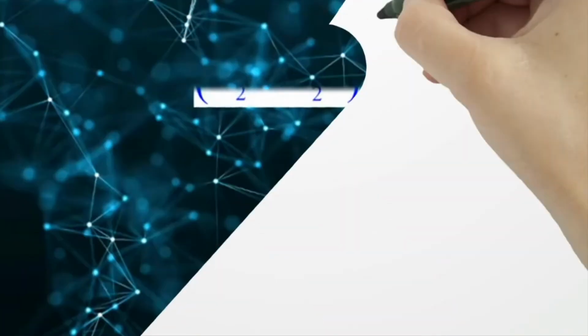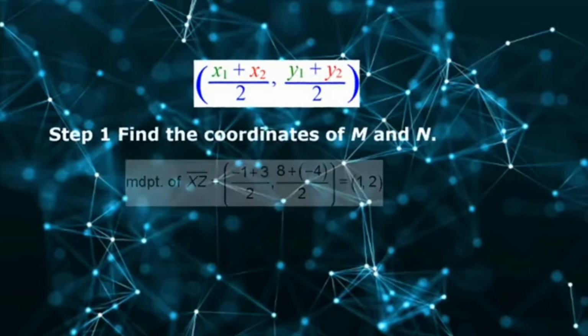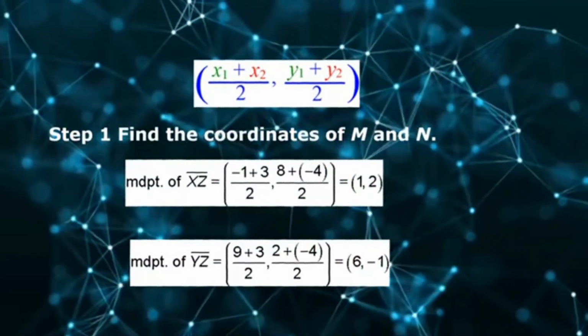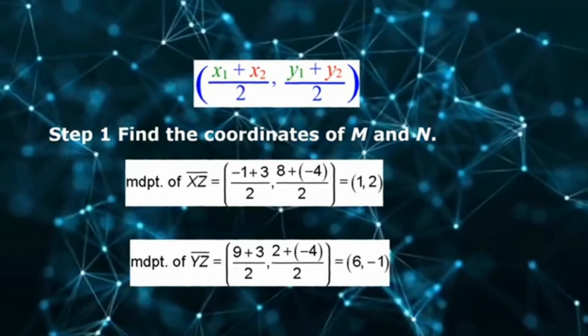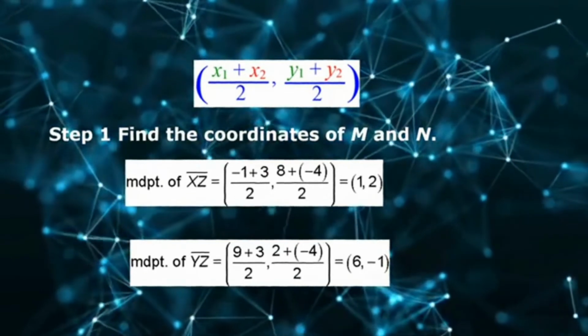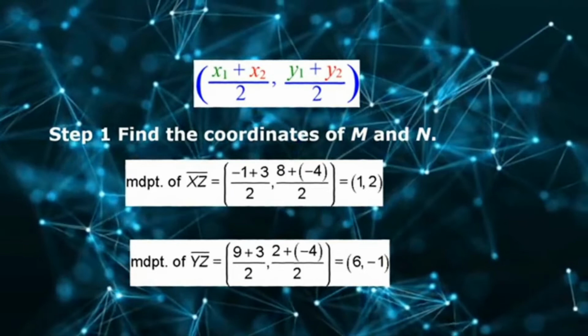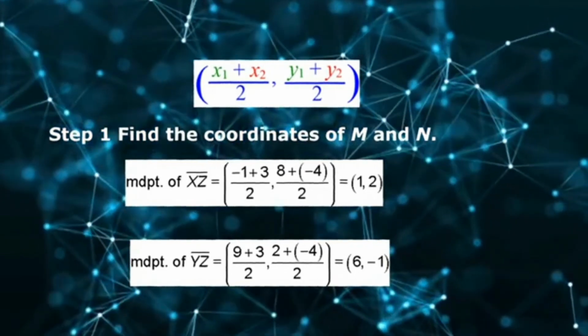The midpoint formula is (x1 plus x2 over 2, y1 plus y2 over 2). To find the coordinate of M, which is the midpoint of XZ, it will be -1 plus 3 over 2, and 8 plus -4 over 2. Simplify to get (1, 2). Also to find the coordinate of N, which is the midpoint of YZ, it's 9 plus 3 over 2, and 2 plus -4 over 2, simplify to get (6, -1).